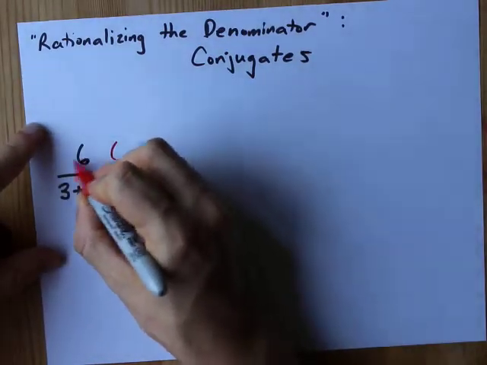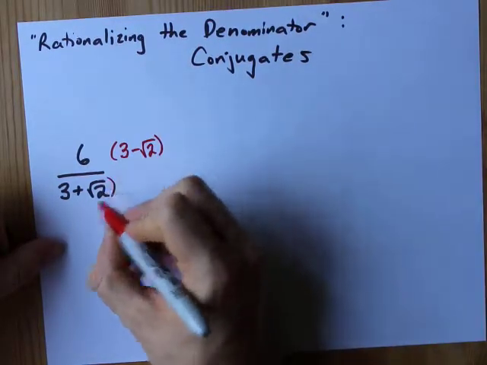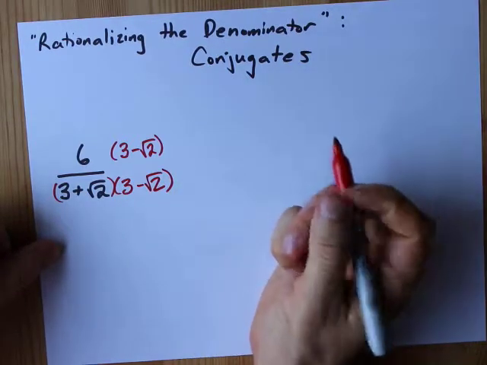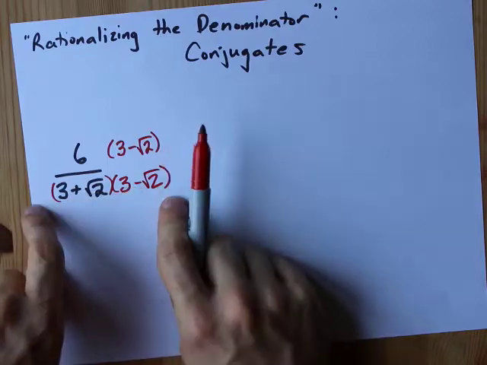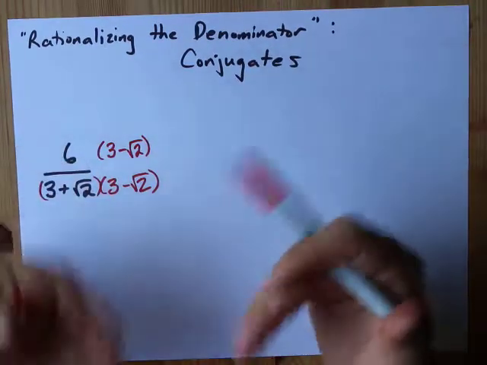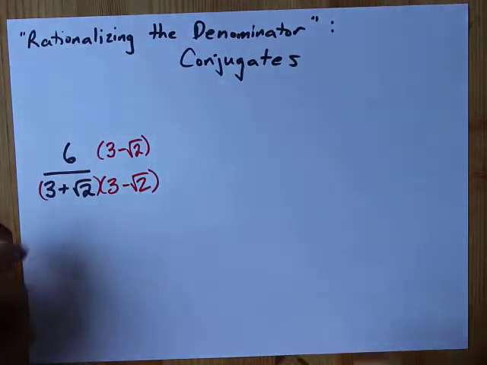What I mean by that is I'm going to multiply the top here by 3 minus root 2, and I'm going to multiply the bottom here by 3 minus root 2 as well. The reason we're going to do this is because this is now a difference of squares product, which will help us cancel the radical. You don't have to know that right now. You just have to trust that I know what I'm doing and it's going to work for you too.